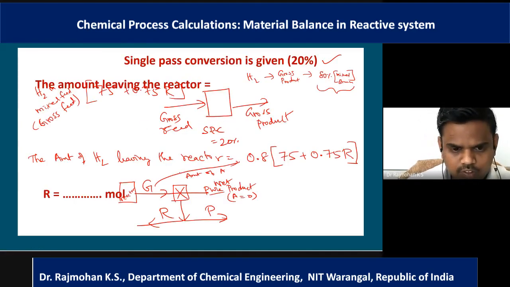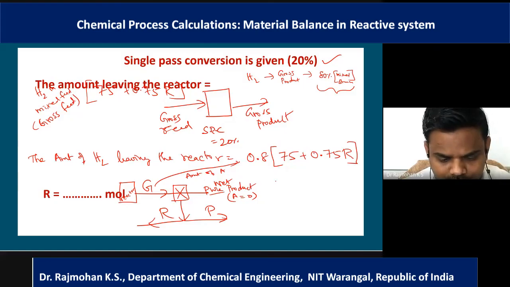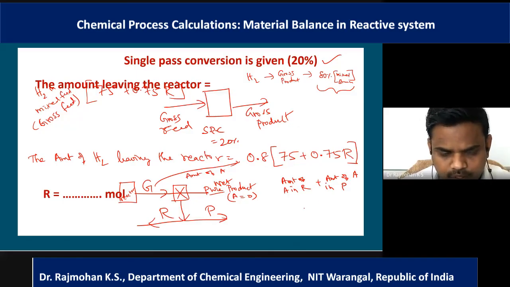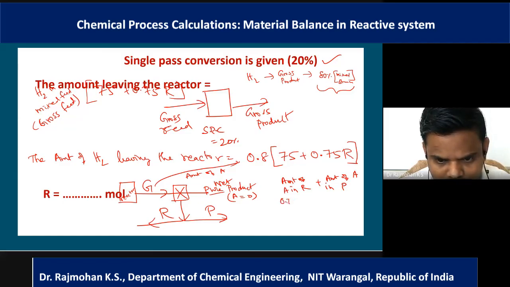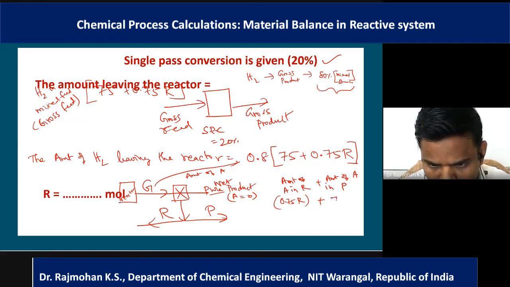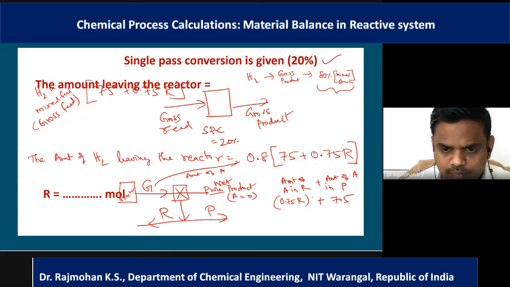Okay, so how to solve this? This should be equal to the amount of A in R plus the amount of A in P. The amount of A in R is 0.75 into R, plus the amount of A in P, which is 10 value 10, and it also contains this one, which is 7.5. Okay, 7.5 plus this one, and this is equal to this.